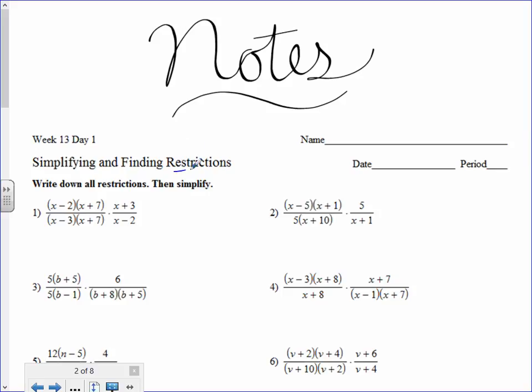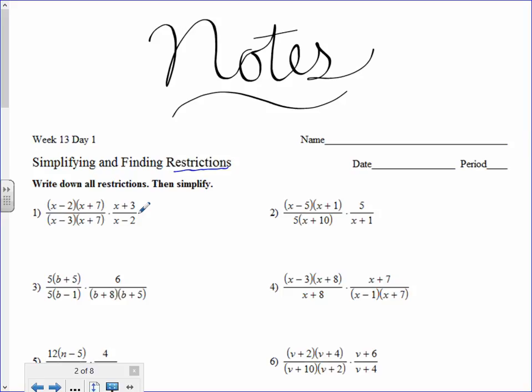Restrictions means you don't belong. You can't do it. And finding the restrictions on a multiplication problem with fractions is super simple. So that's what we're going to do first, and then after that we're going to reduce our fractions. So you can see right here we are multiplying two fractions, and step one, like I said, is find the restrictions. In other words, find the numbers that are not allowed to be in our answer.